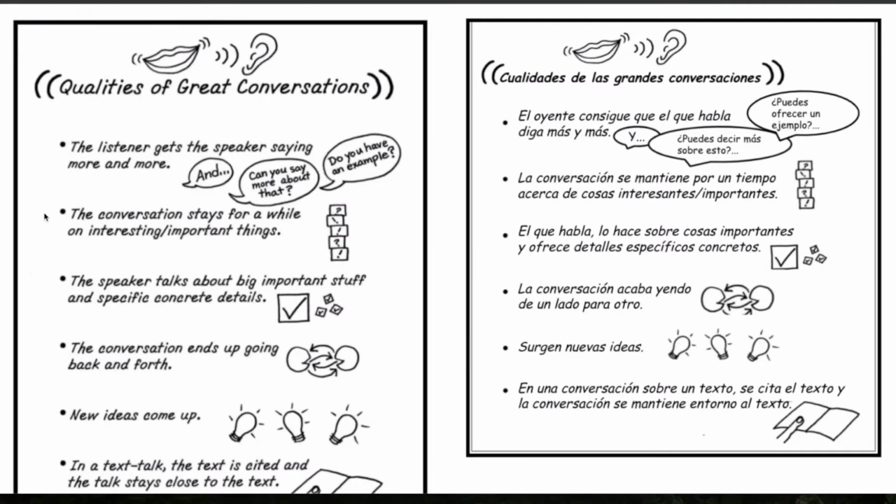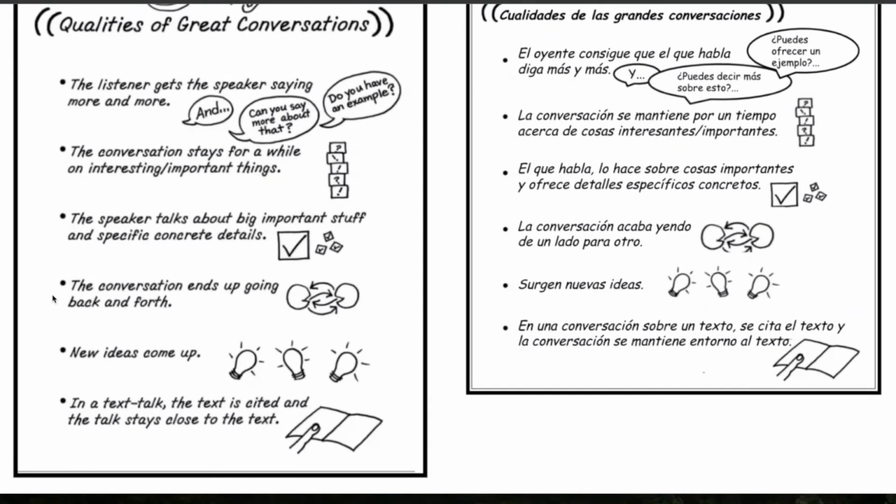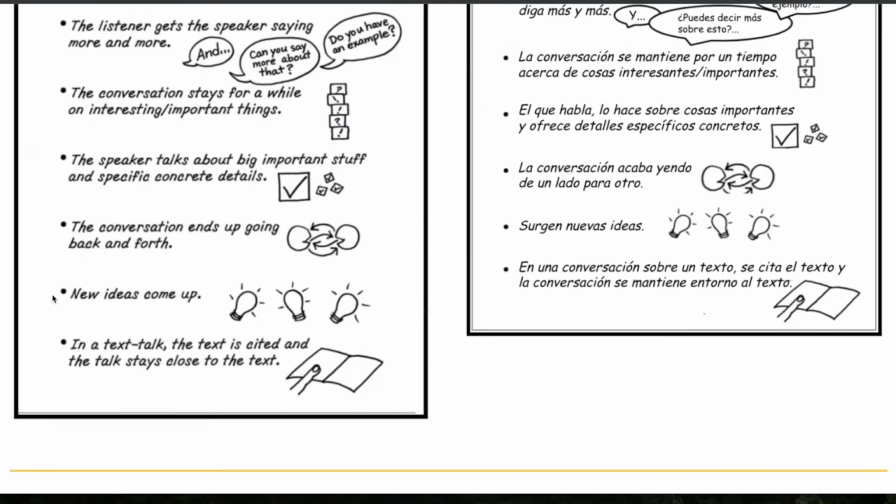The conversation stays for a while on really interesting or important things. So maybe someone asks a question, and then we talk a little bit more about that, a little bit more. Maybe another question comes up, but you try and stay on that same topic for a little bit. The speaker also talks about big, important stuff and also specific concrete details, like we've done this whole unit. What is the big thing and what are some examples?